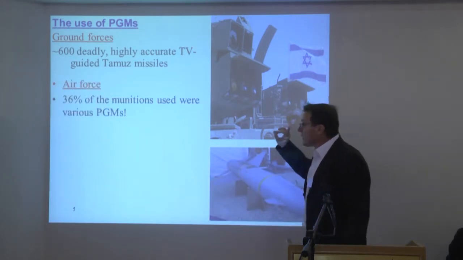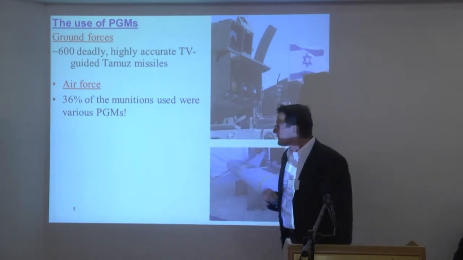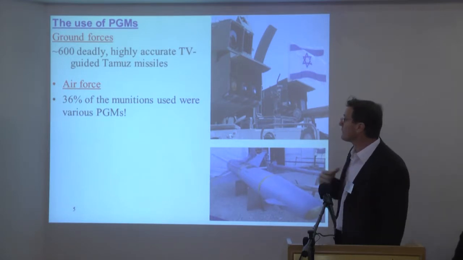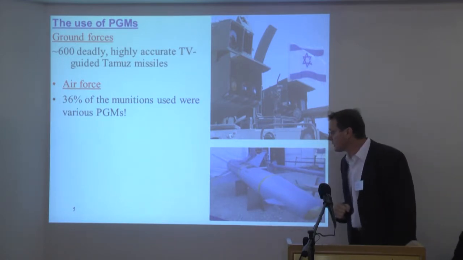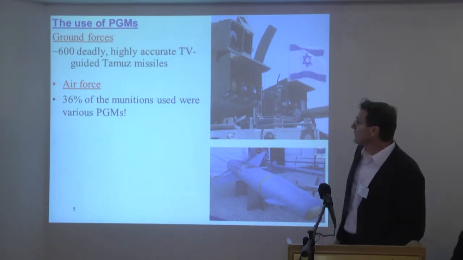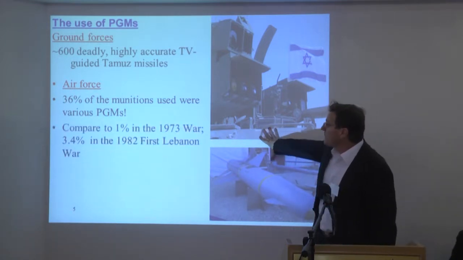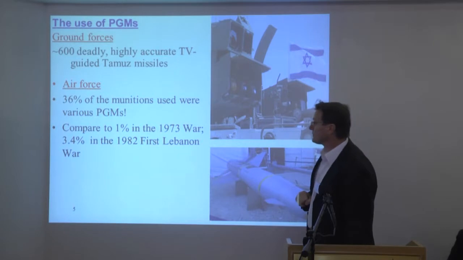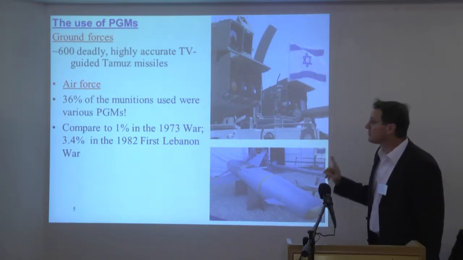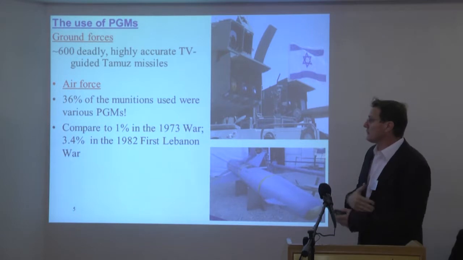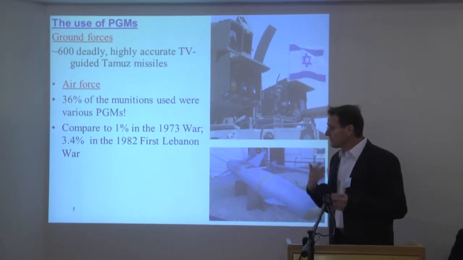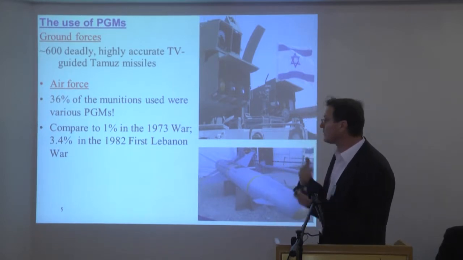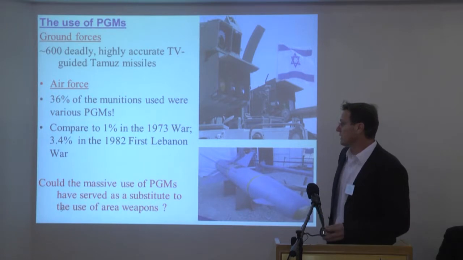And the Air Force, even the Air Force, and we have very acute data: 36% of the munitions were various PGM, like here, the Popeye missile. And this compared to 1% in the 1973 war and 3.4% in the 1982 First Lebanon War. So, as you can see, it's a very interesting case that you have used a lot of PGM, but overall, there is no effect.